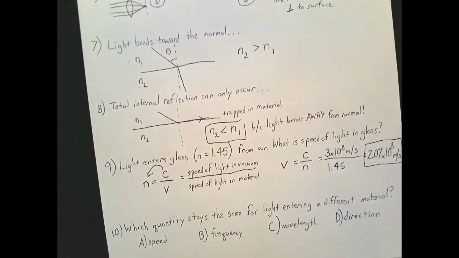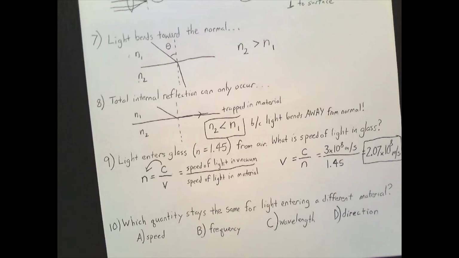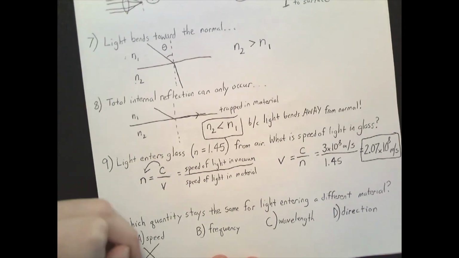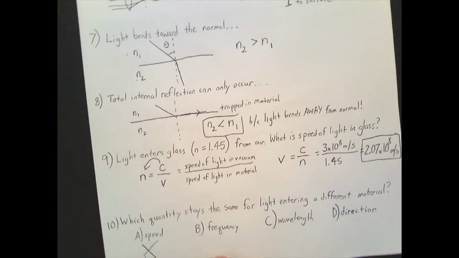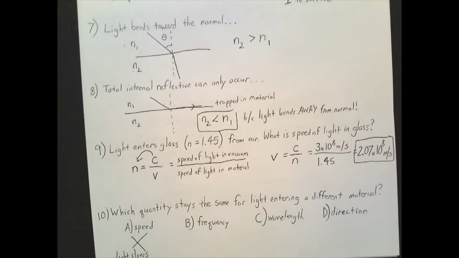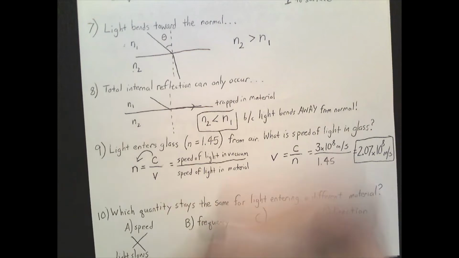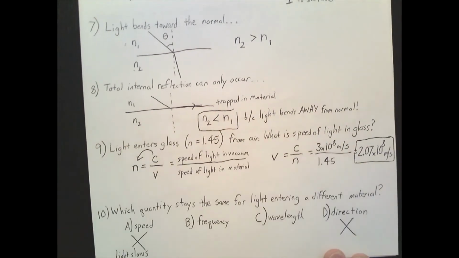Now I have a little multiple choice question here. It says, what quantity stays the same for light entering a different material? Is it the speed? Well, we just said that the speed slows down when you enter a material, so it can't be A. No, light slows down. Is it the frequency? Maybe. Is it the wavelength? Maybe. Is it direction? No, we've definitely seen examples up here of light changing its direction as it enters the material. That's what refraction is. So that one's out.